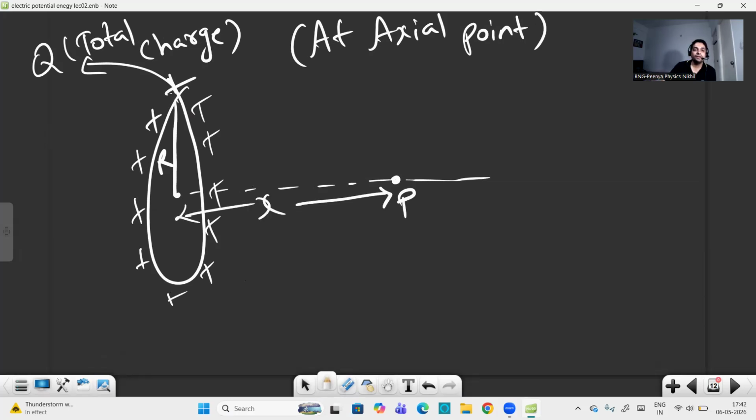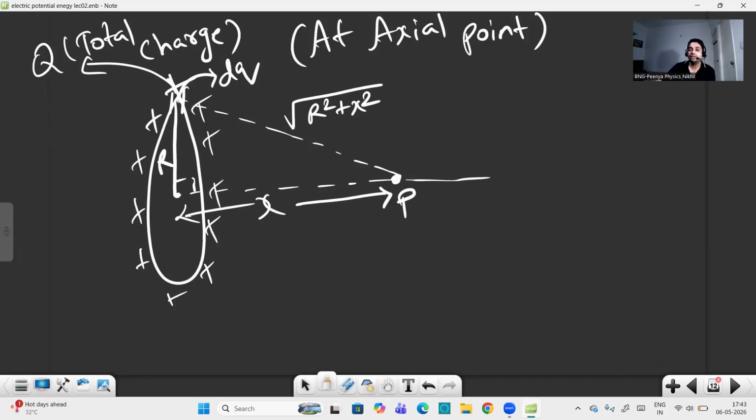Now as I discussed, whenever an extended body is there, you have to take the elemental charge. So let elemental charge dq be there. This elemental charge dq, what distance is it from point P? This is r, the radius is r. X is the distance from the center. So this will be root under r square plus x square, because this is forming a right angle triangle. Now at point P, because potential is a scalar quantity, we need not think about the direction. Directly we can find, due to the small charge, the electric potential dV equals k dq divided by the distance, root under r square plus x square.